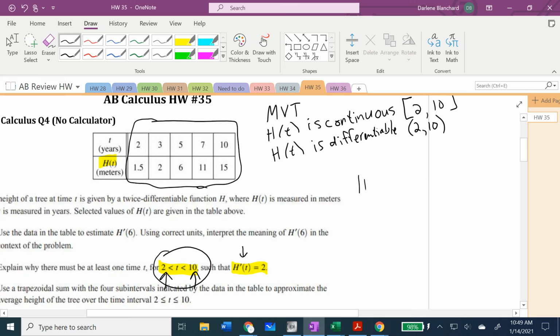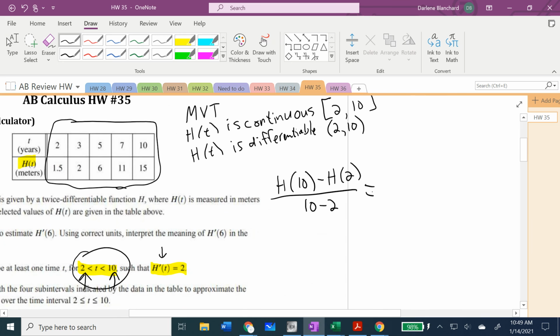So I'm going to write h of 10 minus h of 2 over 10 minus 2 is equal to 15 minus 1.5 over 8. And then if you take a moment to think about it, that's not 2. This is slightly cruel. You now have to scour through your data points and figure out what pair of numbers is going to produce a slope of 2. You might find it right away, you might not.